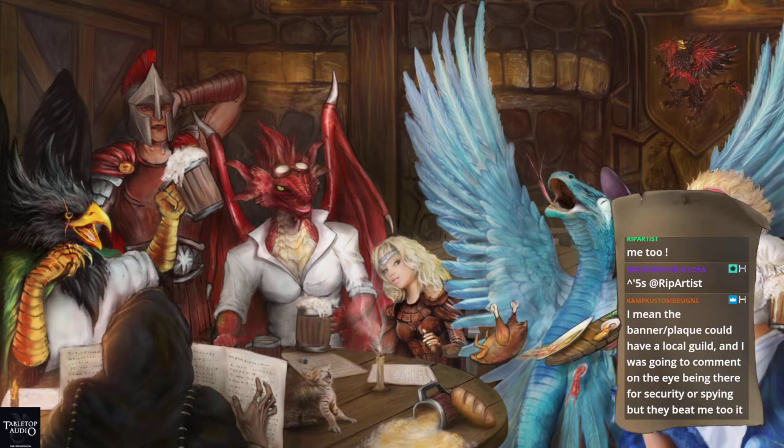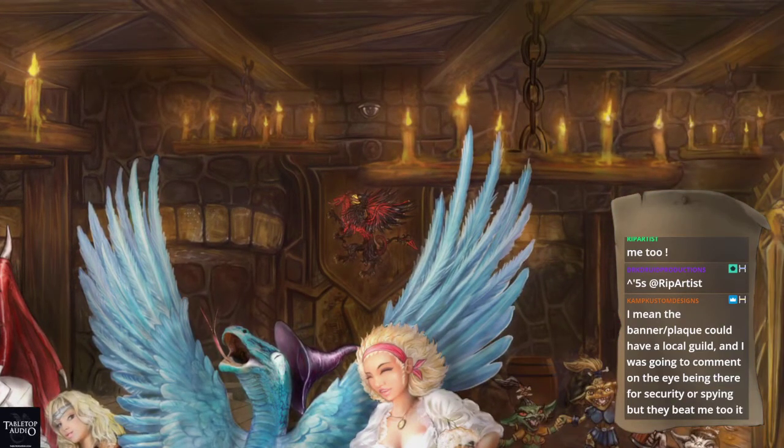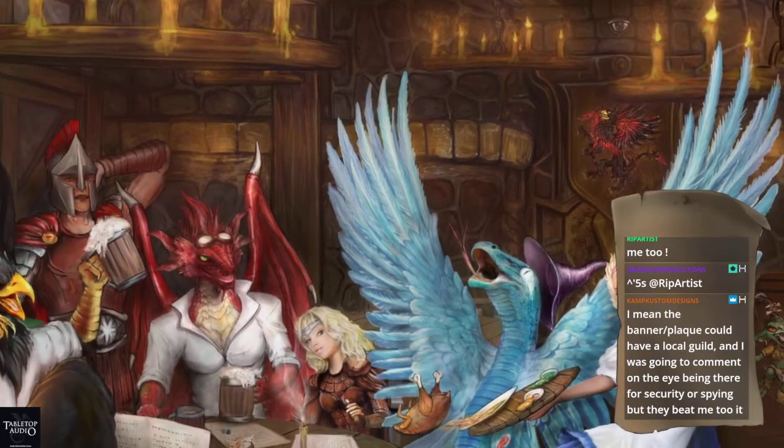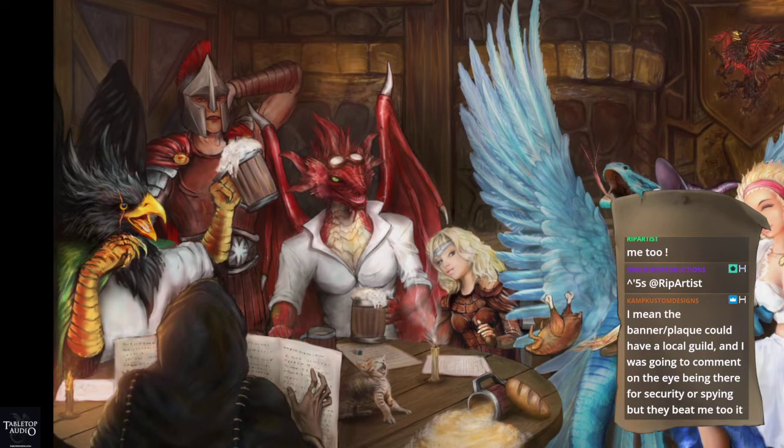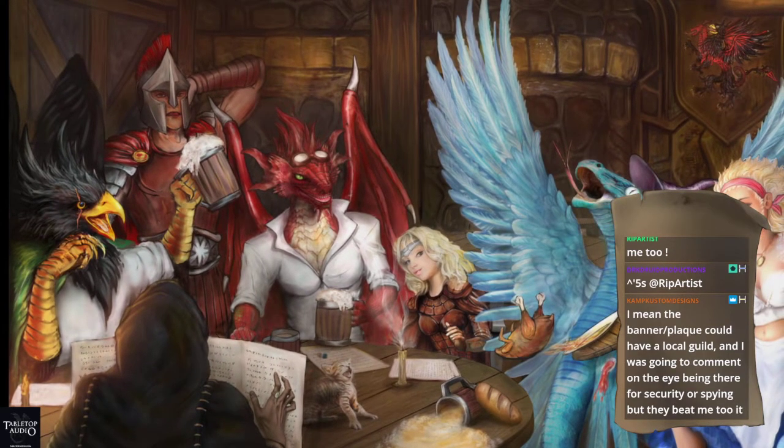I mean, the banner plaque could have a local guild, and I was going to comment on the eye being there for security or spying, but they beat me to it. Hey, that's fine. Hive mind is absolutely okay. What could we be very indirectly implying if there is this placard, this coat of arms? And didn't we also just describe a red dragon and a black griffin?